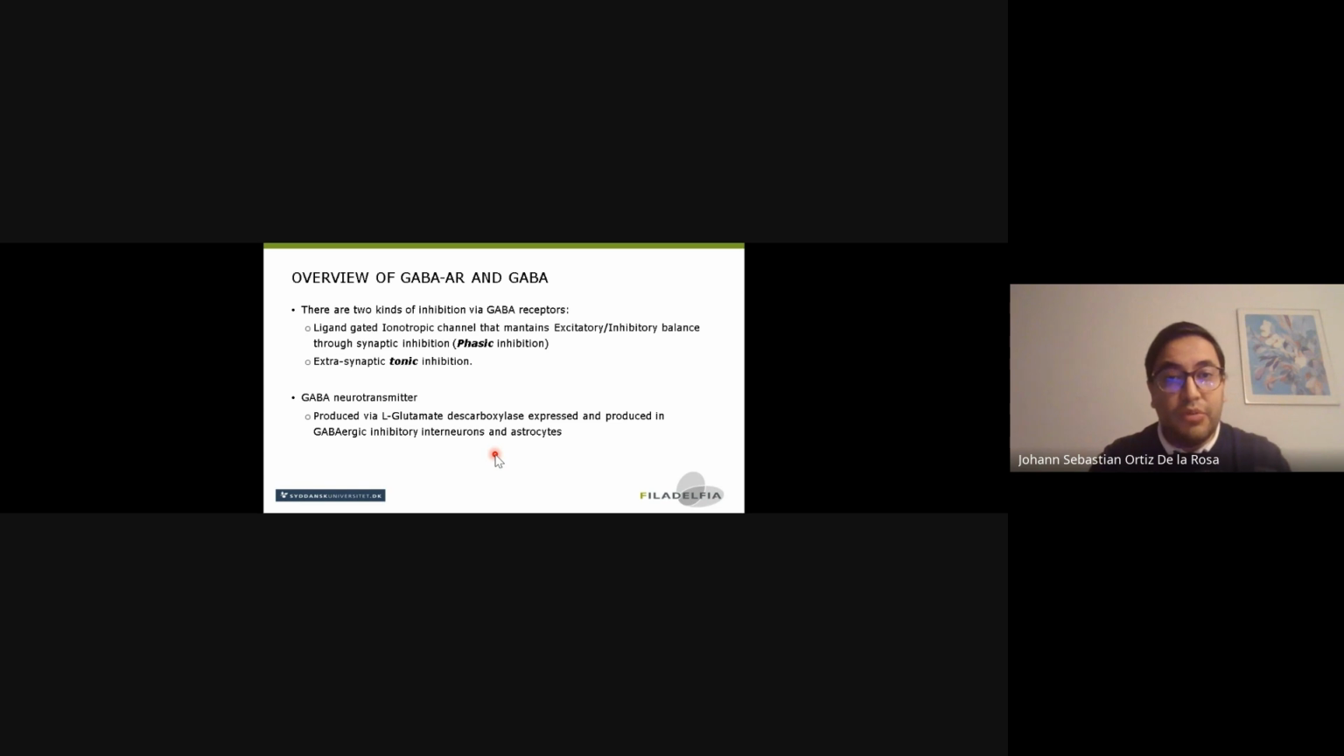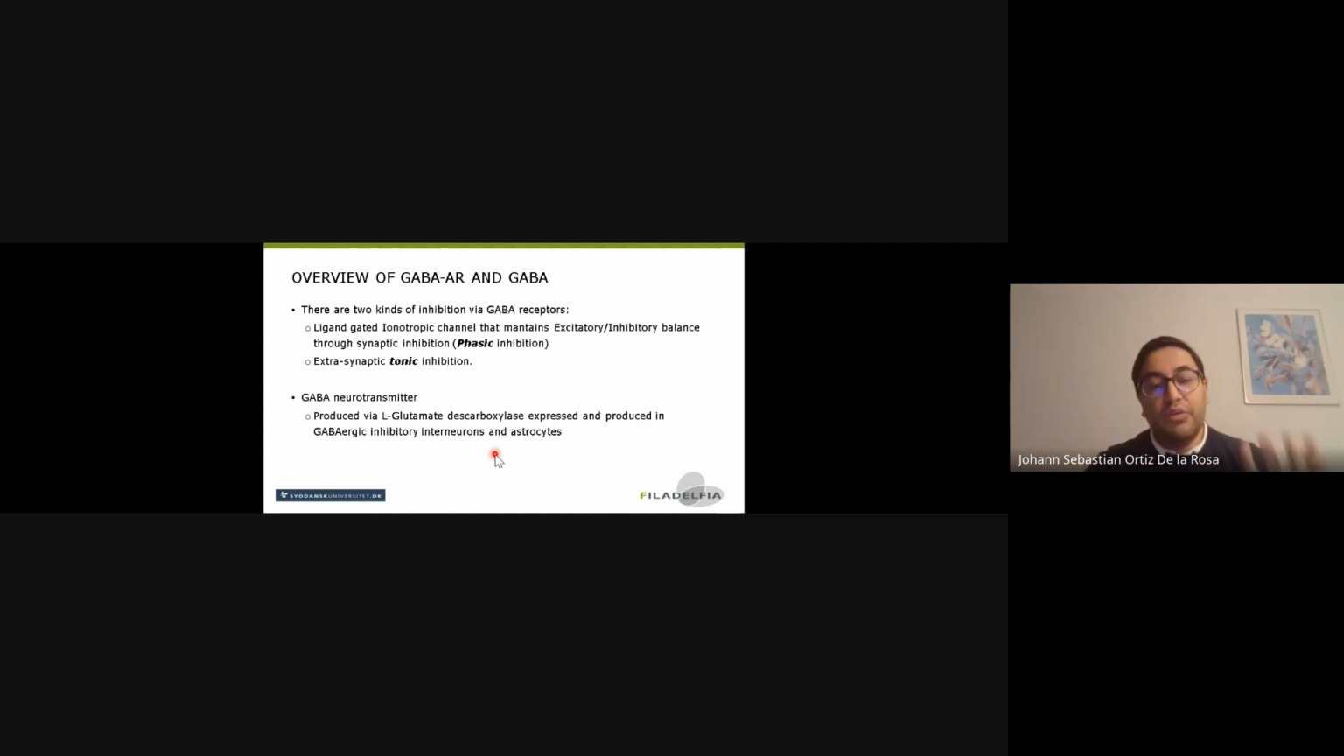So we have 2 types of receptors. Some give us the phasic inhibition, which is an immediate, very short response that blocks the communication between the neurons, and then the tonic inhibition, which prevents another depolarization or communication in a different way, outside the synaptic cleft. The cleft is the space between the neurons. So that's where the phasic inhibition happens, and the tonic inhibition is outside this cleft.